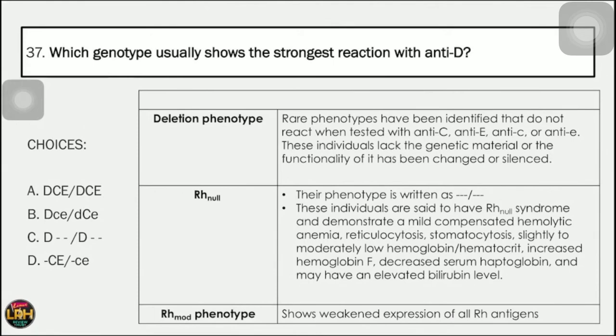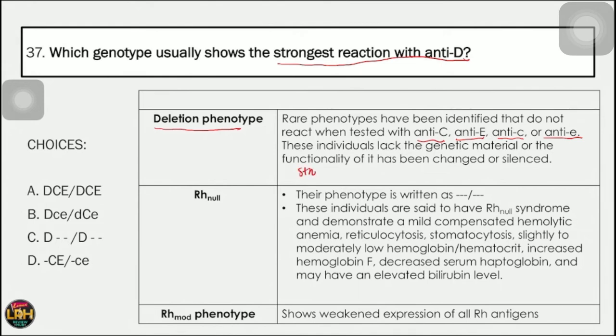For number 37, which genotype usually shows the strongest reaction with anti-D? A strong reaction with anti-D is often attributed to a rare Rh system phenotype, which is the deletion phenotype. This rare phenotype has been identified as not reacting with the following antisera: anti-C, anti-E, anti-c, and anti-e. These individuals lack the genetic material, or the functionality of it has been silenced or changed. Many examples of the deletion phenotypes have an unusually strong D antigen expression.